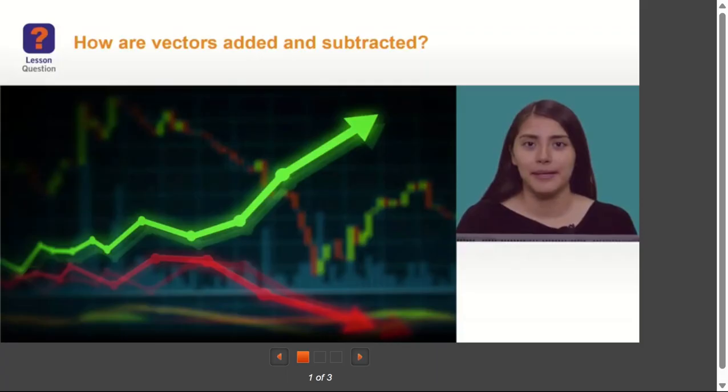Hello and welcome. Have you looked at financial charts and noticed that the graphs are not completely linear? That's because the charts are made up of vectors, and we can use the sum of the vectors to find average trends in the data.